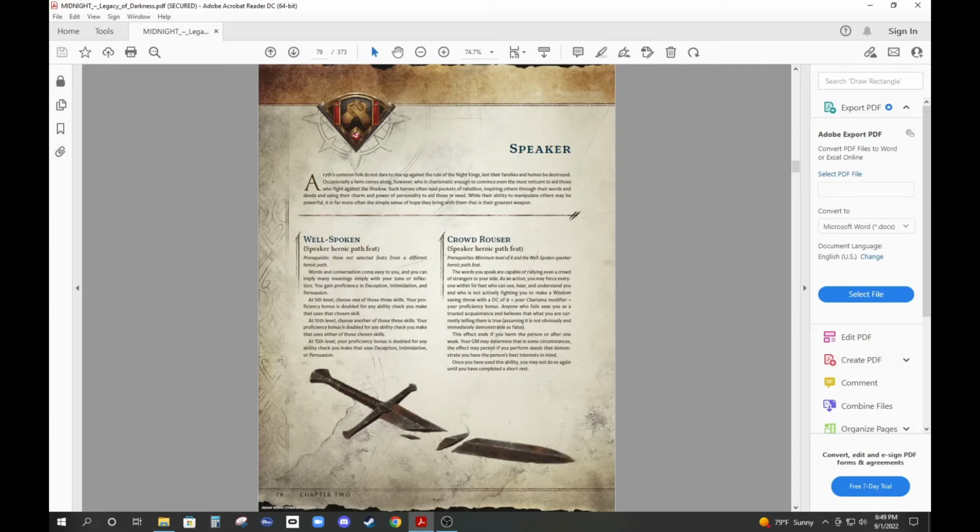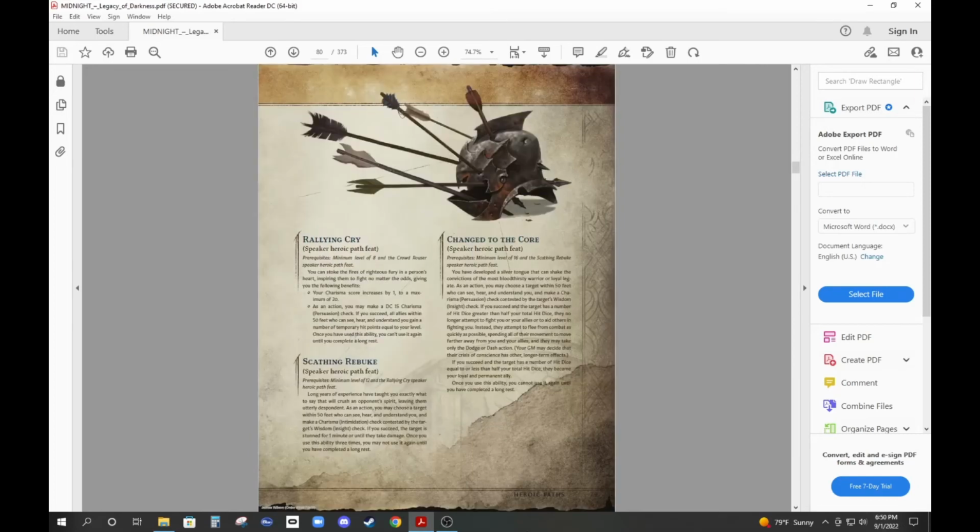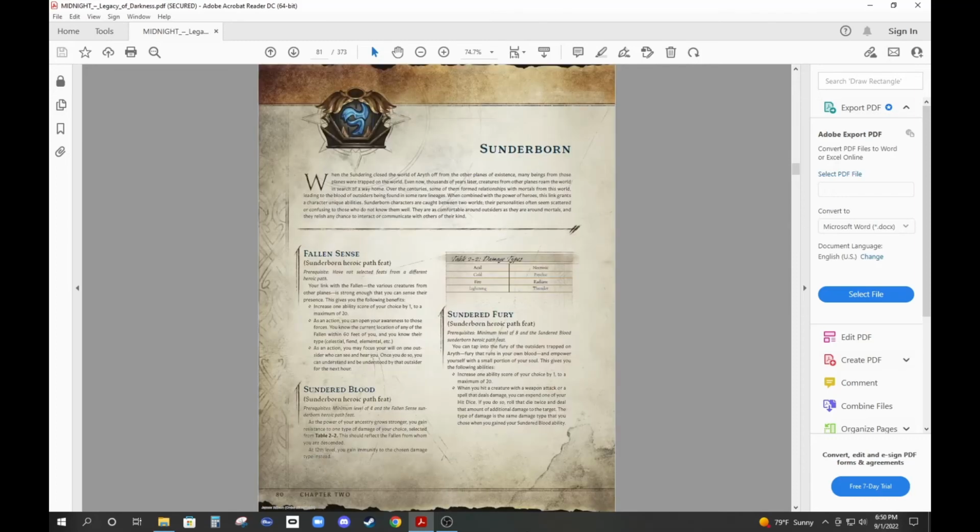While their ability to manipulate others may be powerful, it is far more often the simple sense of hope they bring with them that is their greatest weapon. And they have the feats Well-Spoken, Crowd Rouser, Rallying Cry, Scathing Rebuke, Changed to the Core.